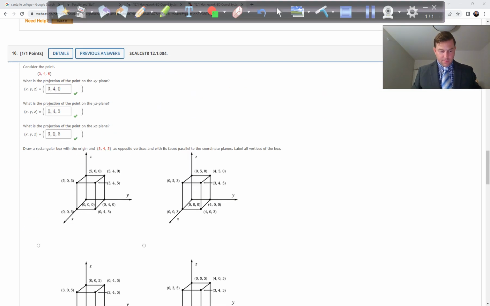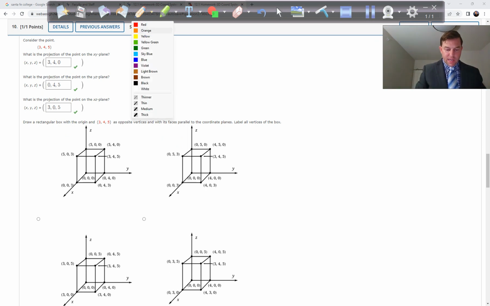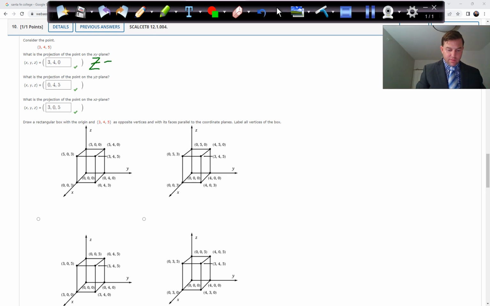Okay, for problem 10, it says consider the point 3, 4, 5. And then it asks, what is the projection of this point on the xy plane? Notice that to be on the xy plane, z has to be 0. So all you have to do is replace the z coordinate with a 0. So it's just 3, 4, and then 0.